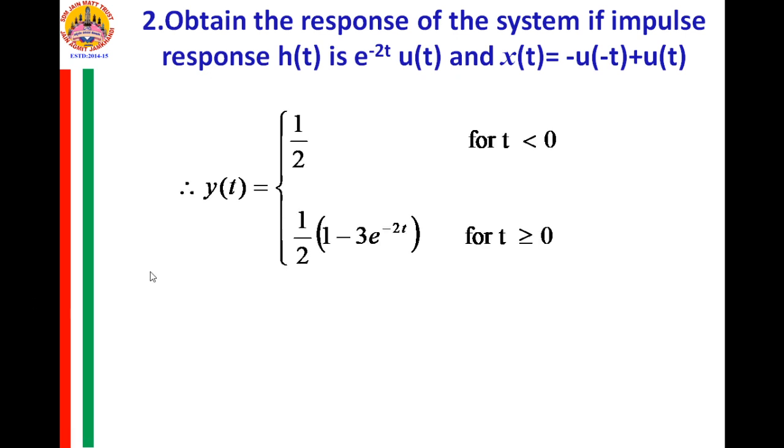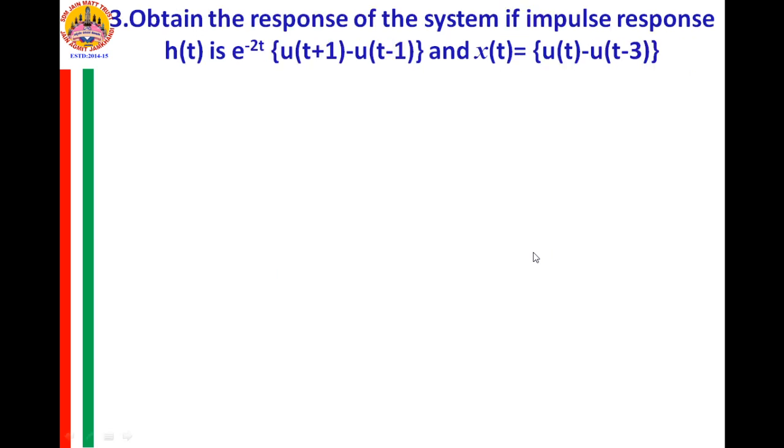So we are writing y of t is equal to 1 by 2 for t less than 0, and it is equal to 1 by 2, 1 minus 3 into e raised to minus 2t for t which is greater than or equal to 0.